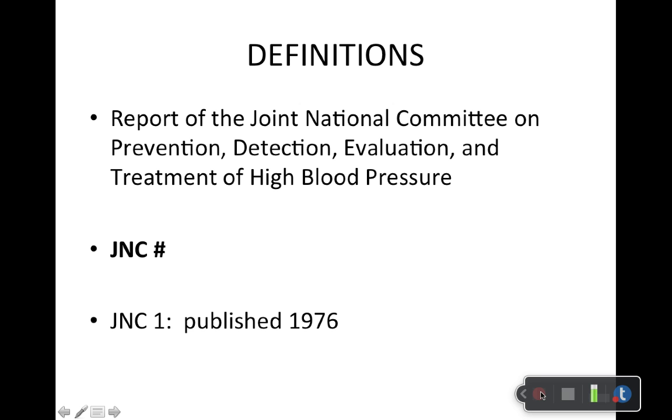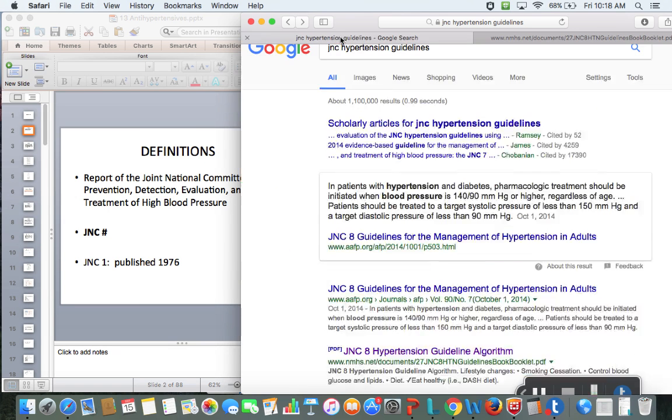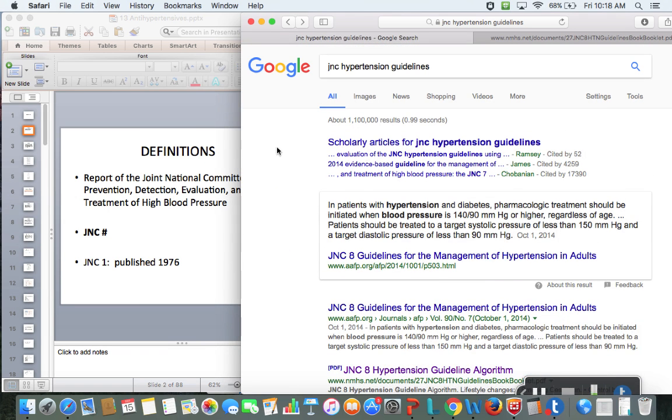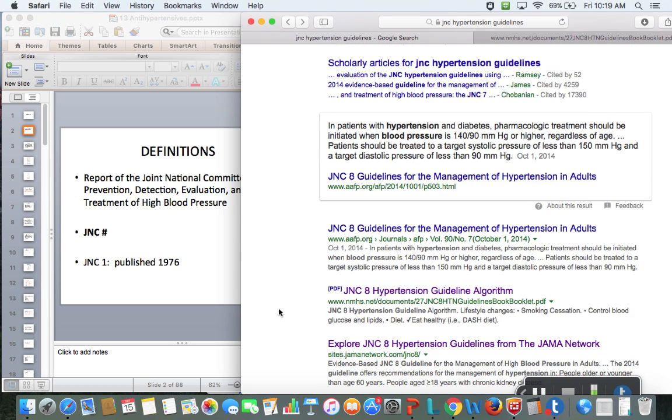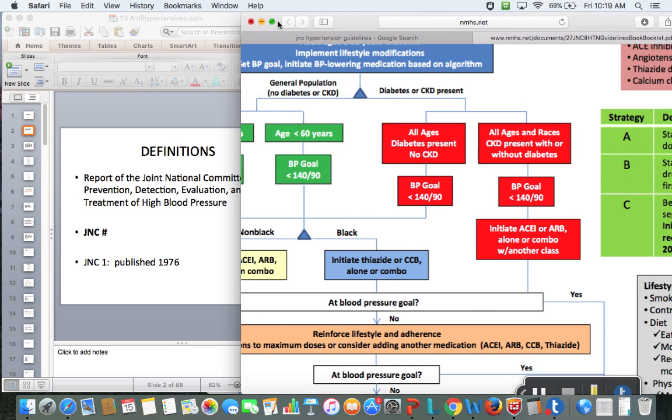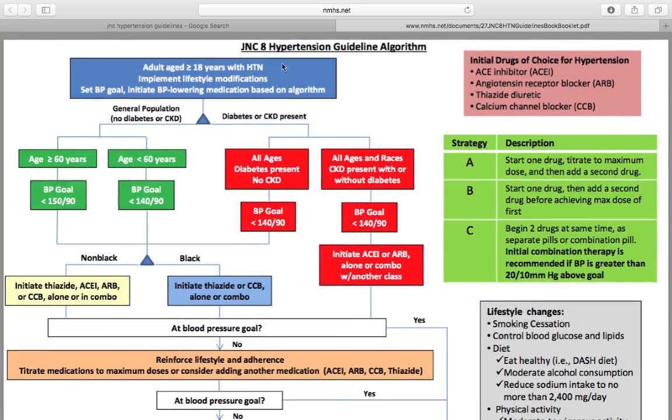Speaking of, let me jump out of here real quick. I wanted to show you, just Google search JNC hypertension guidelines or something along those lines. 8 is the most recent one. I like this PDF here. If you click on it, it opens up here. Let's see what it looks like. So this is the JNC hypertension guideline algorithm.